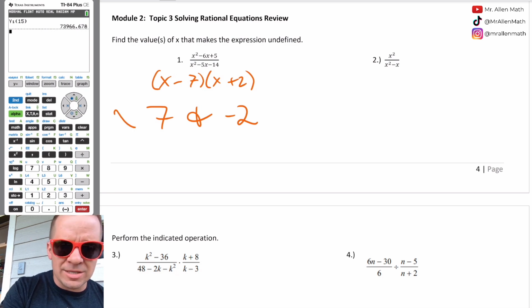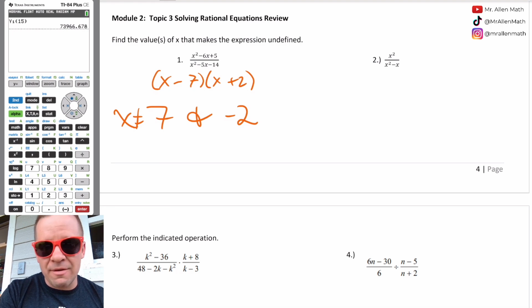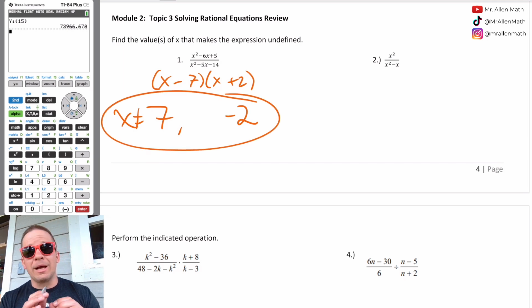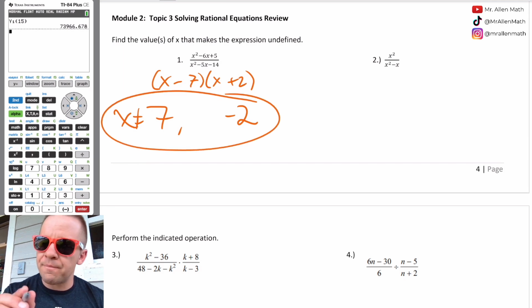Oftentimes, you're going to see it written as x cannot equal 7 and negative 2, and perhaps I'll even just throw a little comma there, right? So those are my two x values that would be no good. All right, next one here.